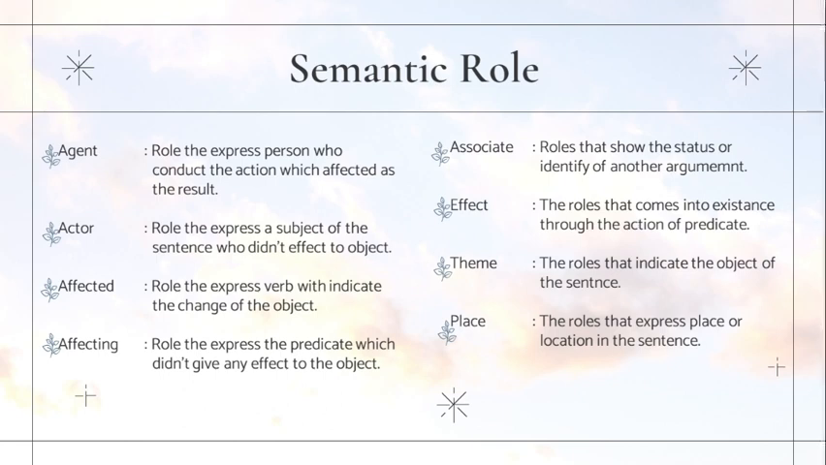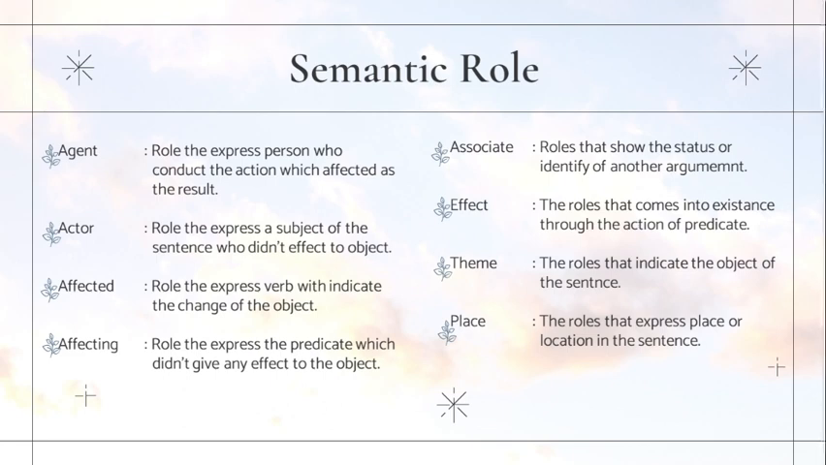And then associate, a role that shows the status or identity of another argument. For example, Roger is a student. In this example, Roger is an actor of the sentence and student here is associate. It shows the identity of the subject. And an example, Audrey is a computer expert. In this example, computer expert is associate because it shows the status of the subject.